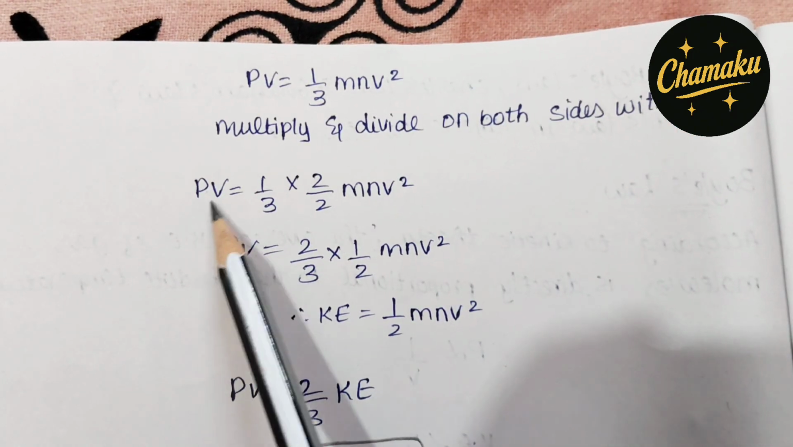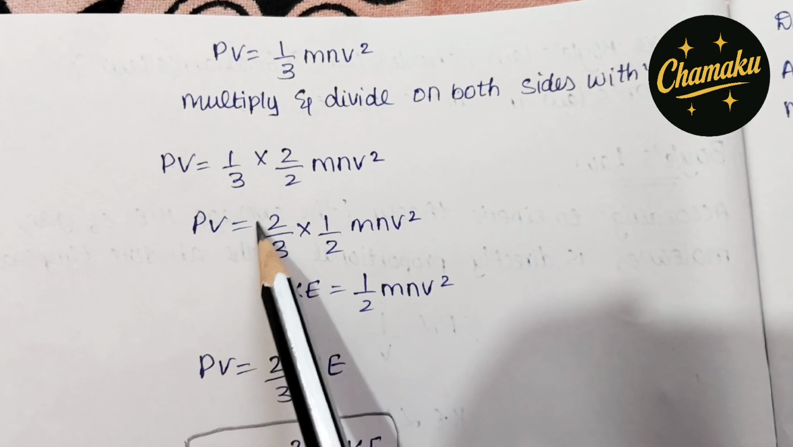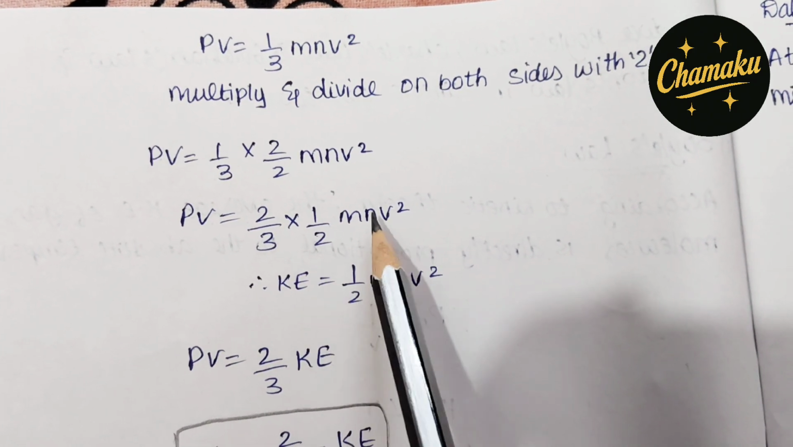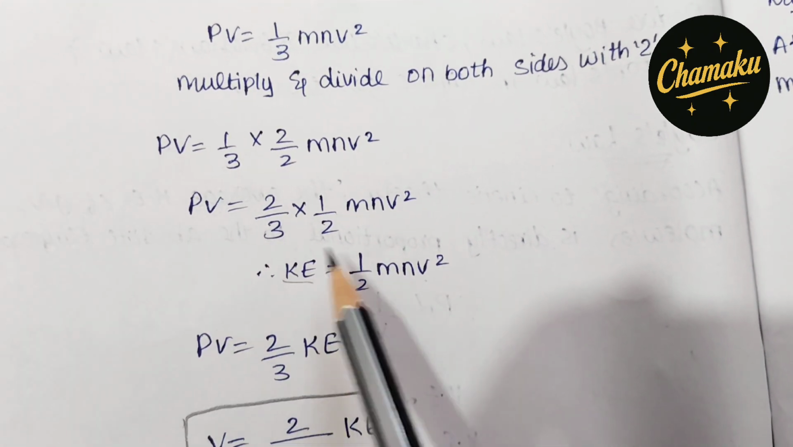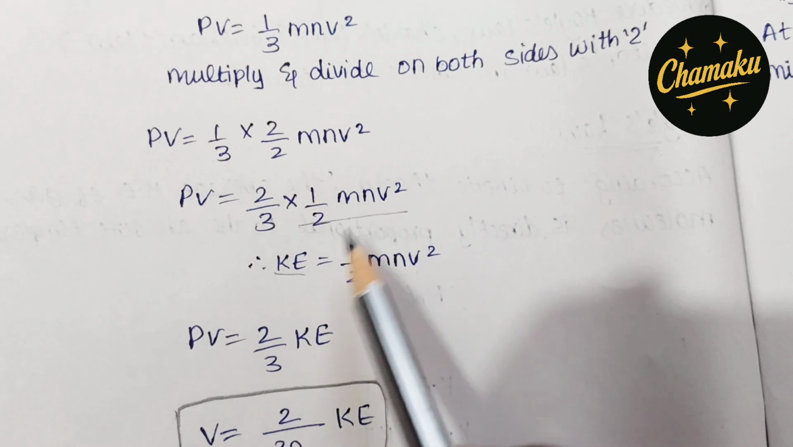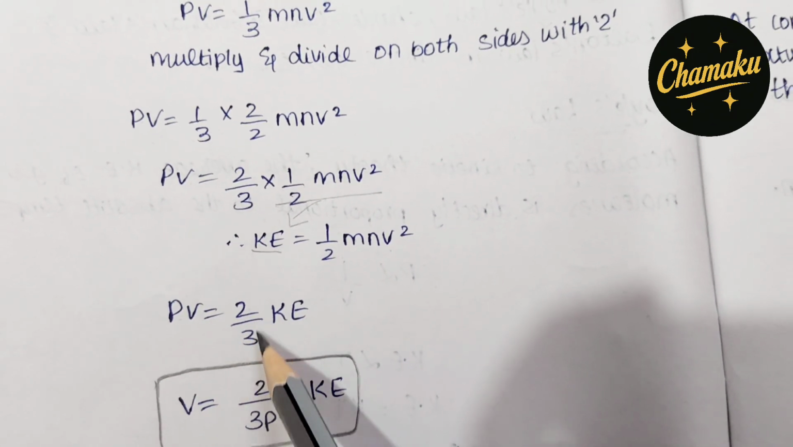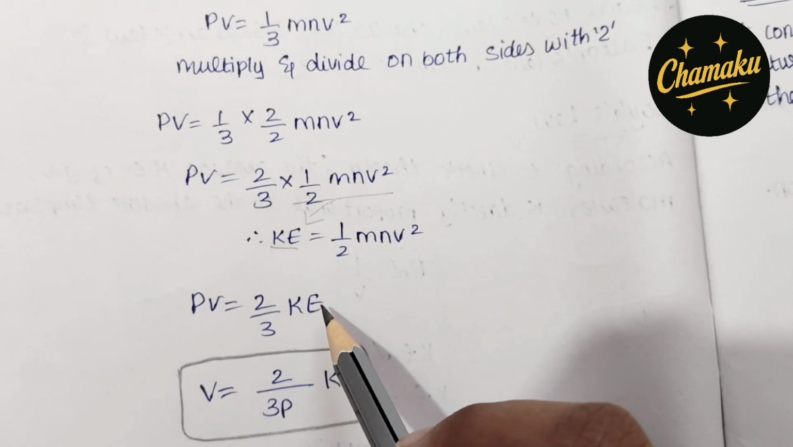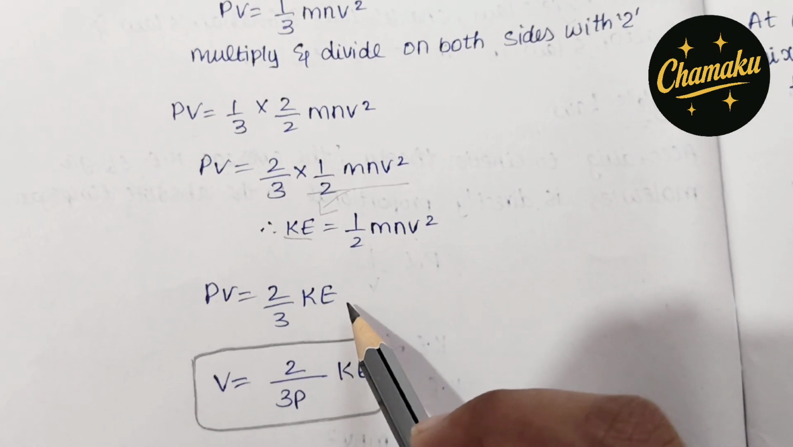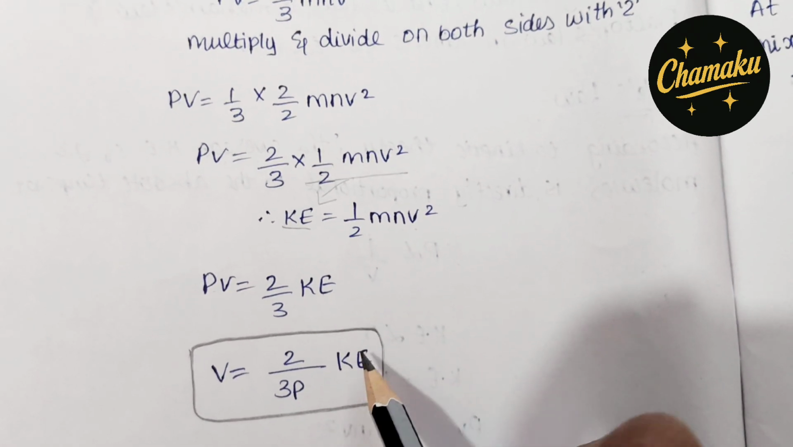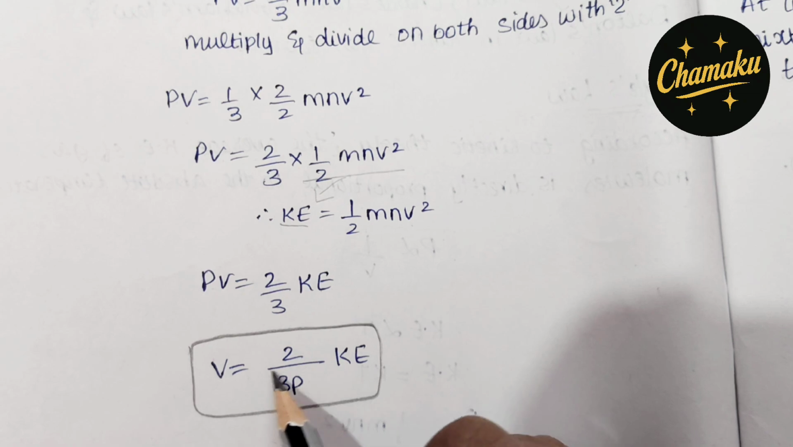So PV is equal to 1 by 3 into 2 by 2 mnv square. So PV is equal to 2 by 3 into half mnv square. So what is the kinetic energy formula? Half mnv square, right? In place of half mnv square, we are going to take KE, okay? So PV is equal to 2 by 3 KE. According to Charles' law, the volume of a given mass of a gas is directly proportional to its absolute temperature, right? So therefore, volume is equal to 2 by 3p into K.